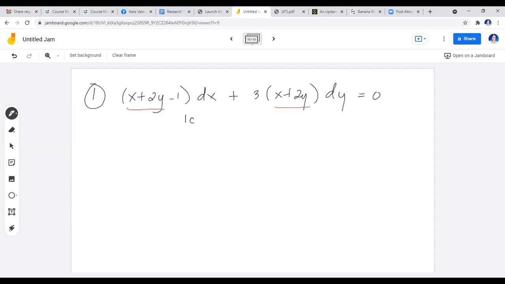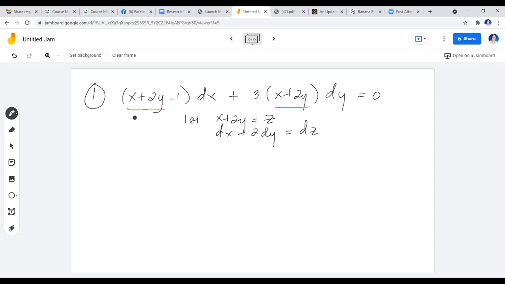So let's say we let x plus 2y equal to z. The next thing that we're going to do is differentiate this particular equation. Differentiate all the terms here based on the variables that you see. So you have dx plus 2 dy equal to dz.